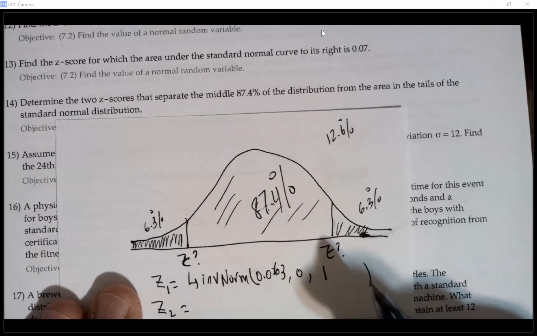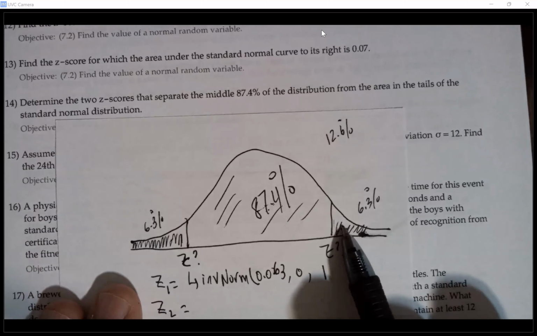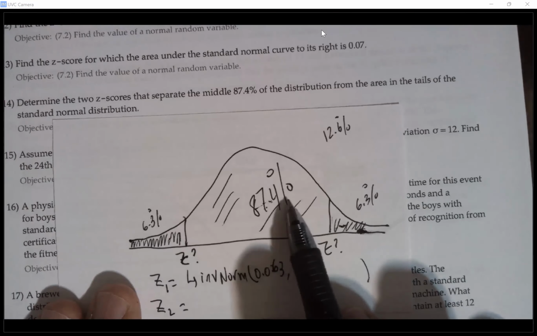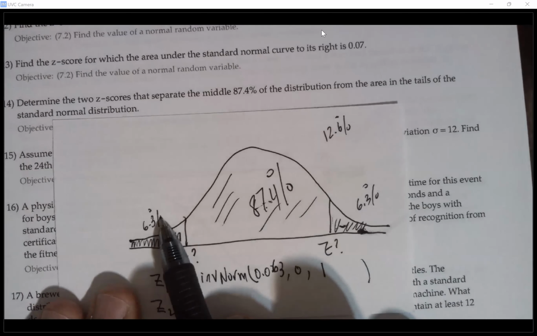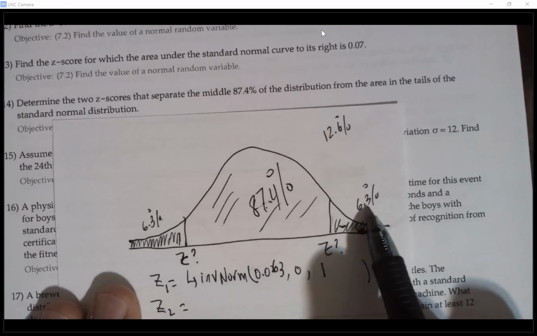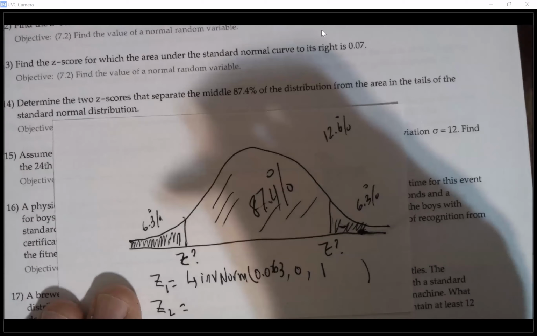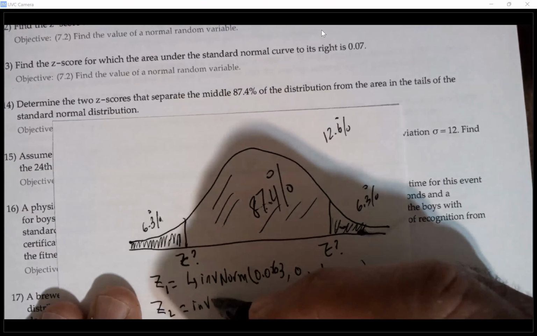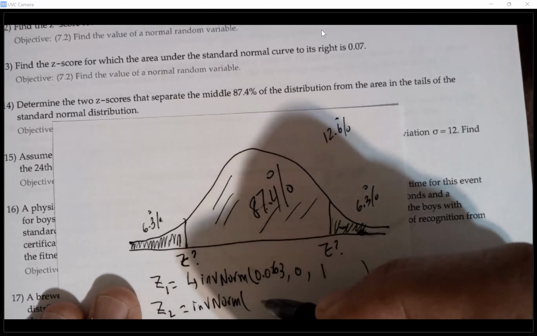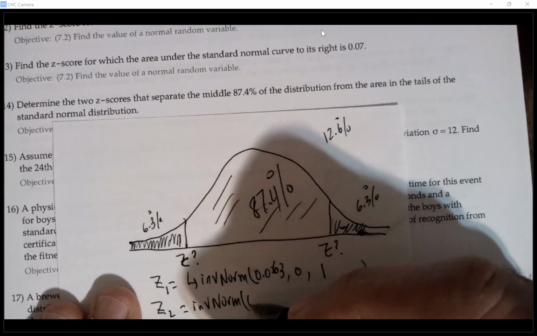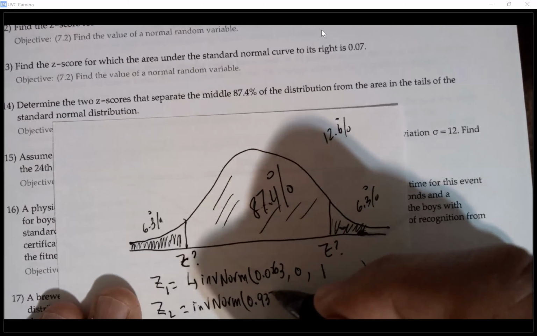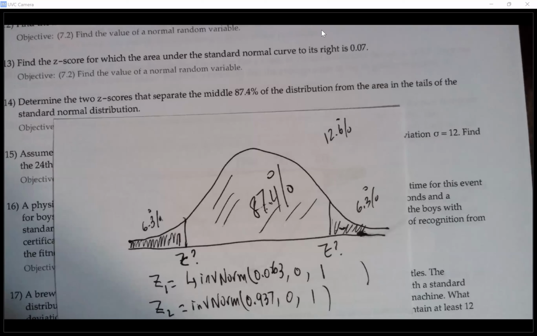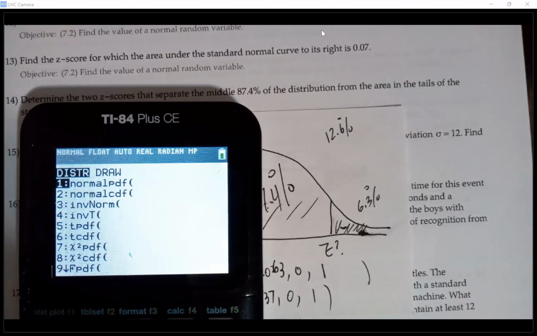Okay, if the area on the right is 6.3%, what would be the area on the left? Not 87.4, it's 87.4 and 6.3. So it's going to be 93.7%. So it will be inverse norm, 93.7, you do it 0.937, comma 0, comma 1. And if you want, I can show you how to use a calculator here.